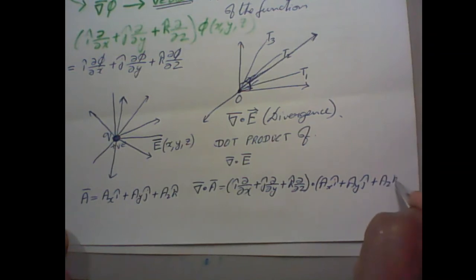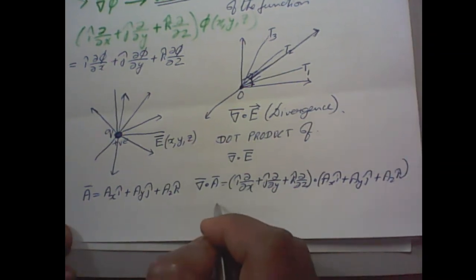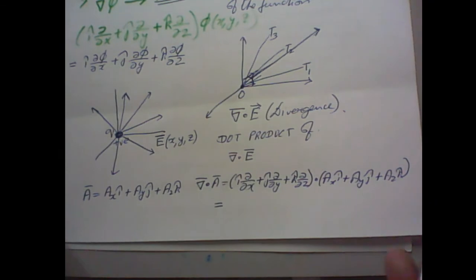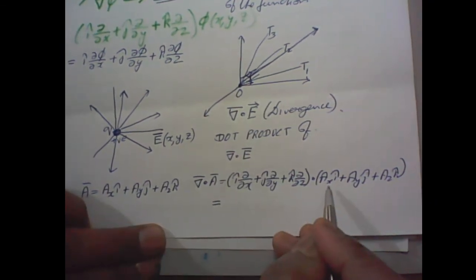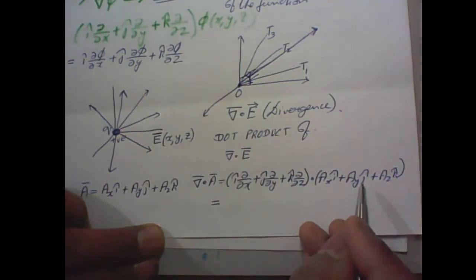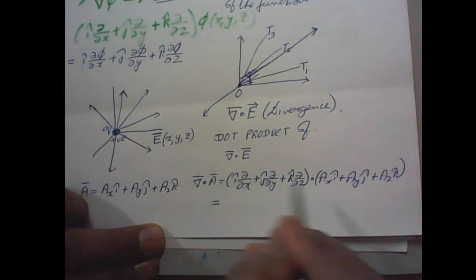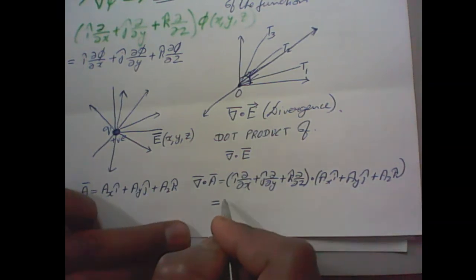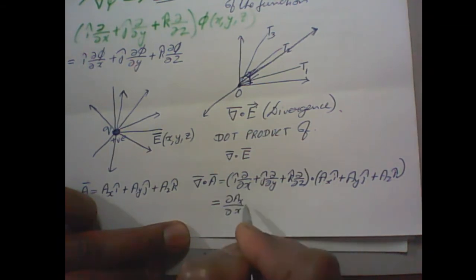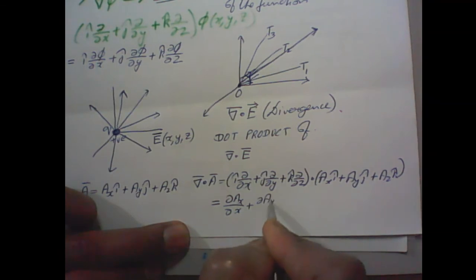When it operates, you know from the rules of dot products, i dot i is 1, i dot j is 0, i dot k is 0. So only the i dot i, j dot j and k dot k terms will remain, the others will vanish and become 0. So this is del Ax/del x plus del Ay/del y plus del Az/del z.